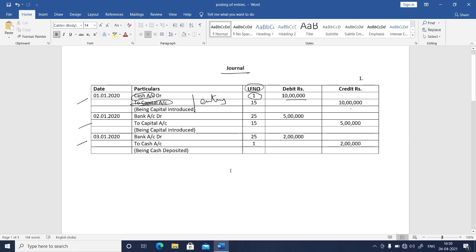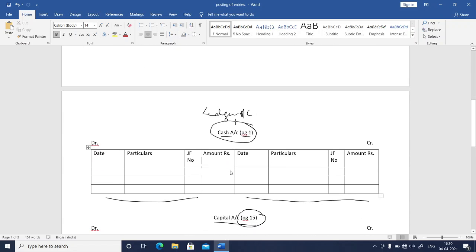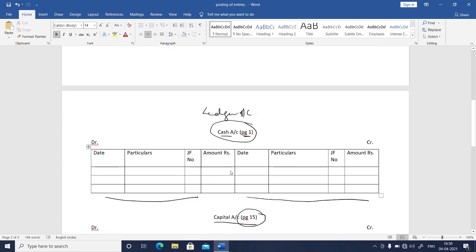The process of transferring the journal entries from the journal to the ledger is called posting. Now we'll read the first journal entry. It says cash account debit. Go to page number 1 in the ledger. Cash account should be debited with 10 lakhs. So what I'll do is go to the cash account in the ledger. On the debit side, I'm going to write 10 lakhs.